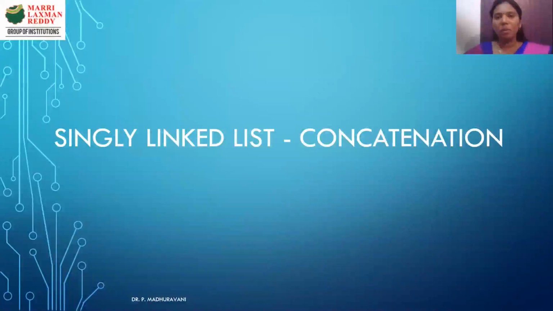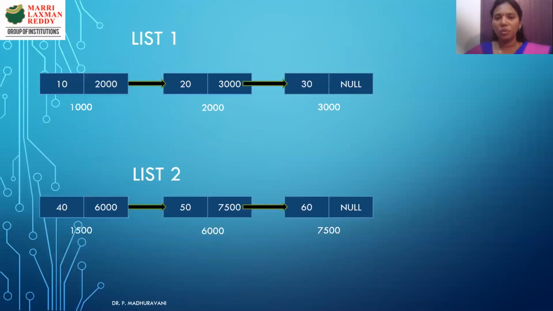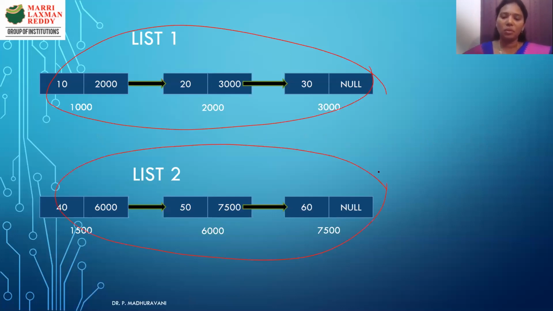Here we will be learning about the concatenation operation, where we will combine the contents of two singly linked lists. Let's take an example of list 1 with 3 nodes and list 2 with another 3 nodes. The first node of list 1 we are referring to with the name head 1, and the last node of list 1 with last 1. Similarly, the first node of list 2 with head 2 and the last node of list 2 with last 2.